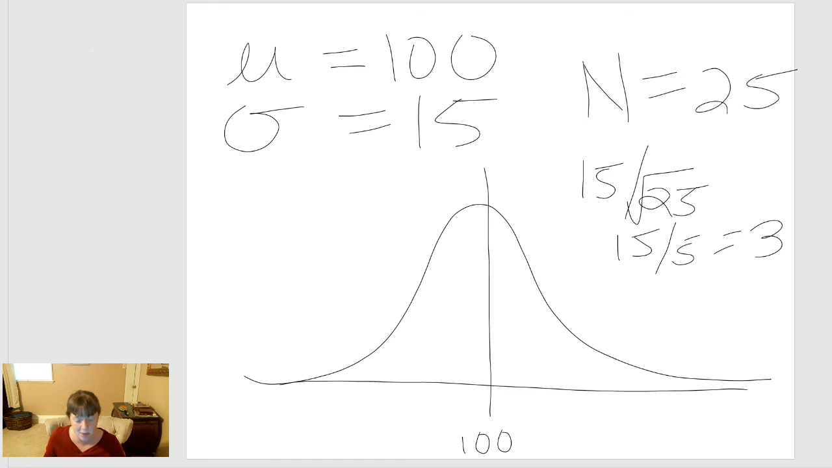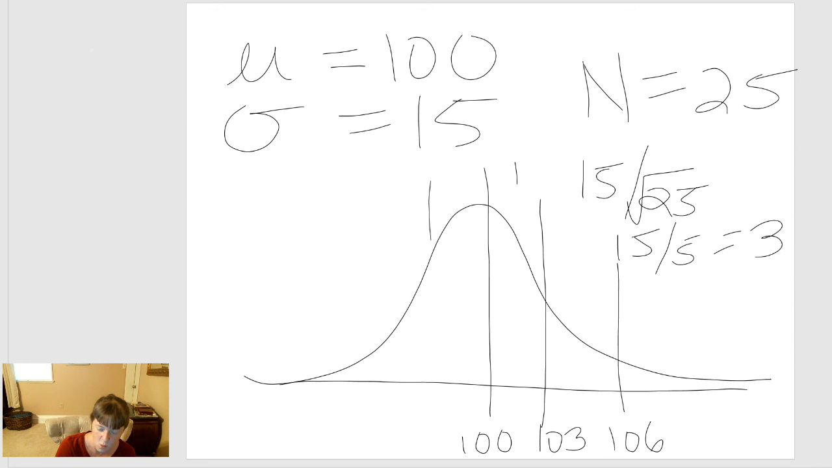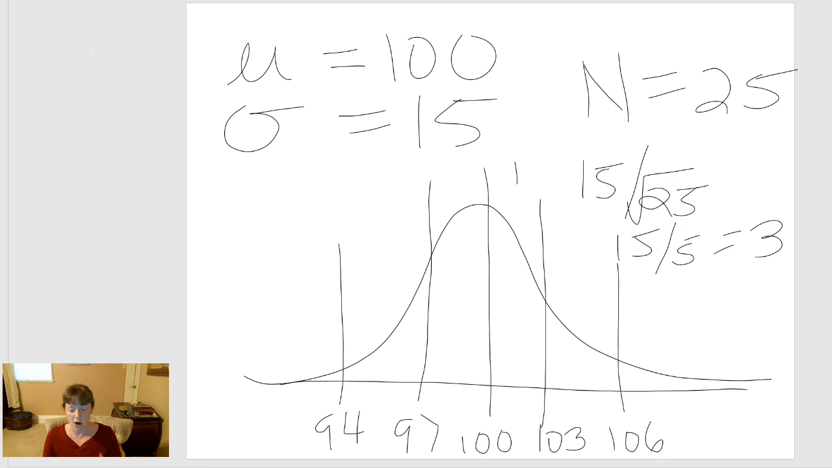So the people were spread out with a standard deviation of 15, but now your infinite number of averages, each with 25 people in it, one standard error away is 103. Two standard errors away is 106. One standard error away on this side would be 97. Two standard errors away on this side would be 94. So you know how these averages are going to be spread out. And so you know that for a random sample of 25 people, most of those averages are going to be between 97 and 103.